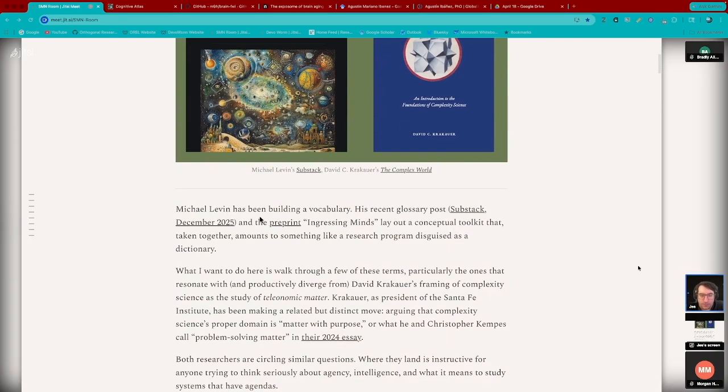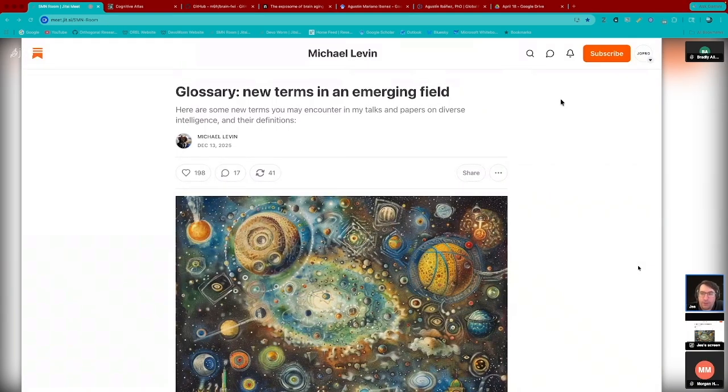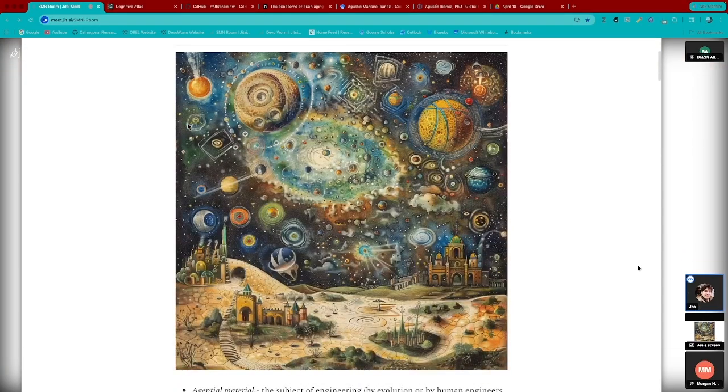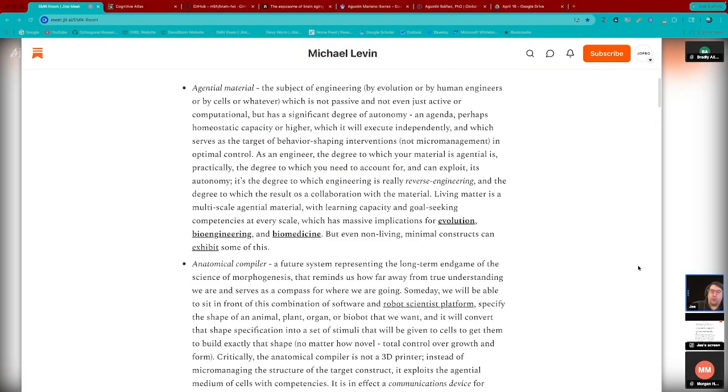But what I will show on the other side of the coin is this from Michael, our oft-referenced Michael Levin. This is from December of last year. New terms in an emerging field. Here are some new terms you may encounter in my talks and papers on diverse intelligence, and definitions. It's just a set of bullet points with some links and some discussion.